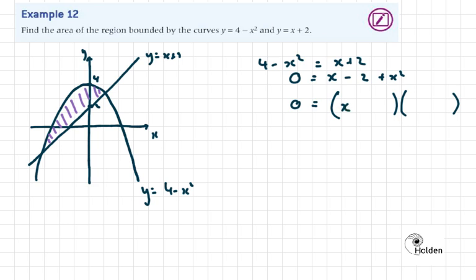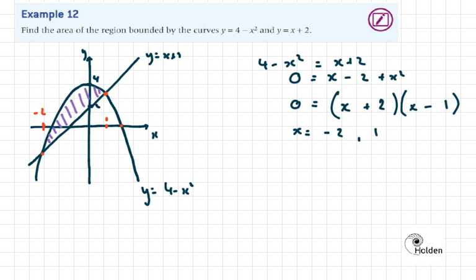We need two values that add together to give 1, but multiply together to give minus 2. So we're going to have plus 2 and minus 1, which tells us the solutions to y equals 4 minus x squared and y equals x plus 2 are x equals minus 2 and x equals 1. So on our graph, at this point we have minus 2, and at this point, sorry, my bad, that's equal to 1. Let me erase that a little bit.